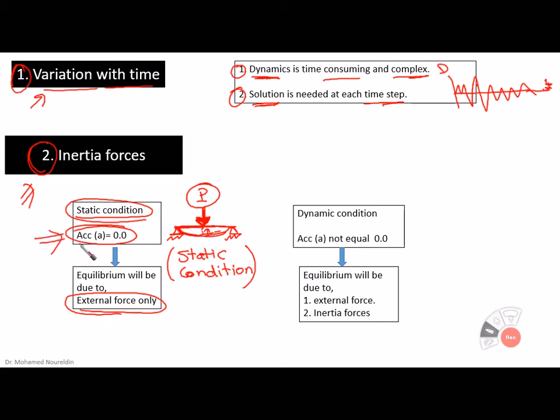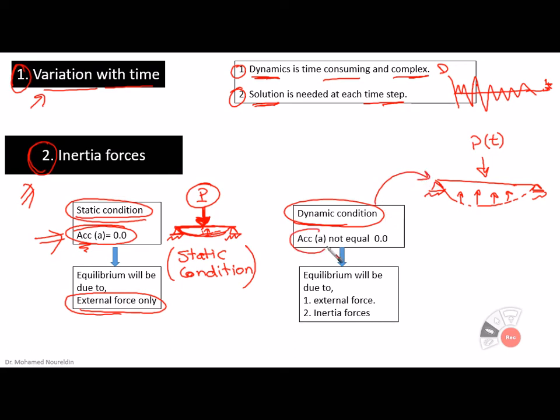Remember, acceleration in the static condition is equal to 0. But what if we have the same case, but the applied load varies with time? It is P of t. This means that the system is going to respond to this external loading with some inertia forces. This is what we call the dynamic condition.